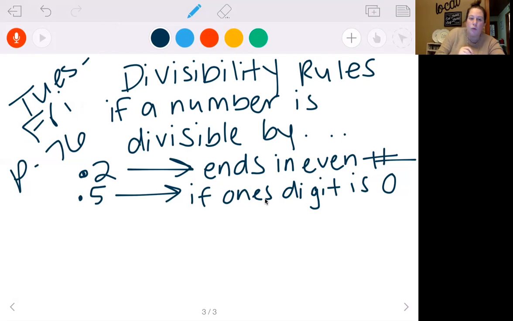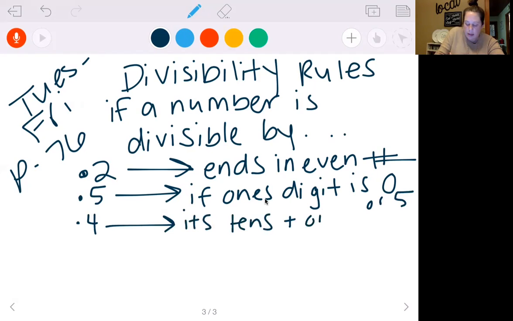Then it gets to 4, which is a little bit harder. So if a number is divisible by 4, its tens and ones digits form a number that's divisible by 4. So let's look at that one. I'm going to give you an example too. Its tens and ones digits are divisible by 4.